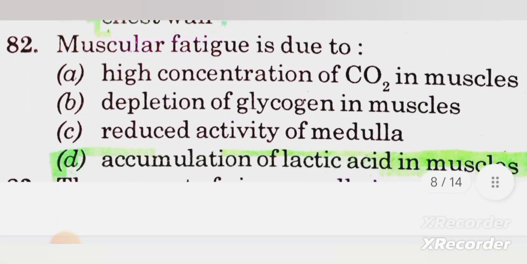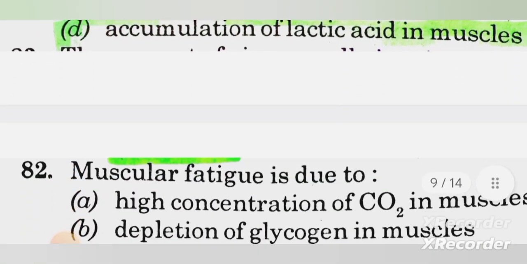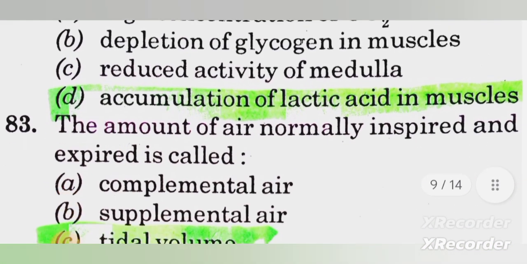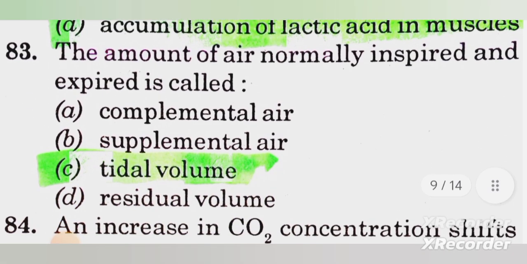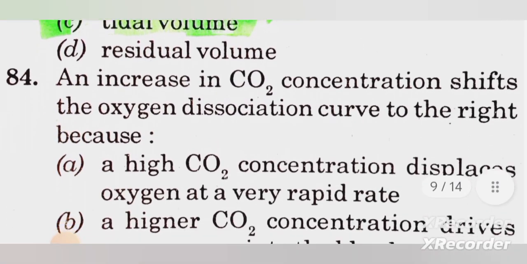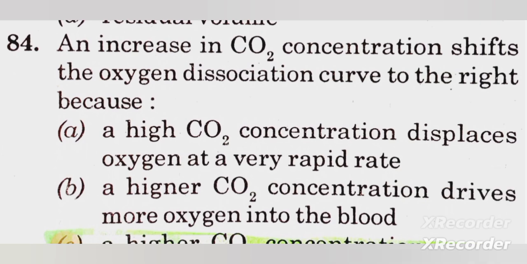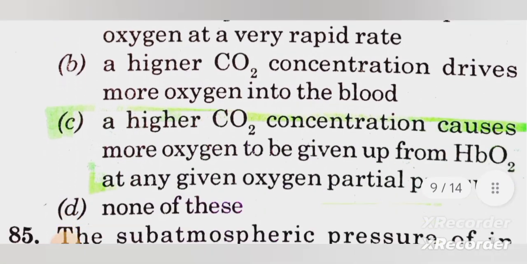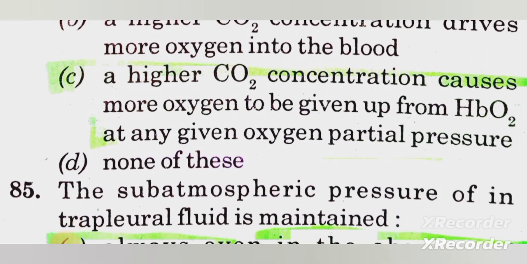Next, 82. Muscular fatigue is due to, answer D, accumulation of lactic acid in muscles. Next, 83. The amount of air normally inspired and expired is called, answer C, tidal volume. Next, 84. An increase in carbon dioxide concentration shifts the oxygen dissociation curve to the right because, answer C, a higher carbon dioxide concentration causes more oxygen to be given up from HbO2 at any given oxygen partial pressure.